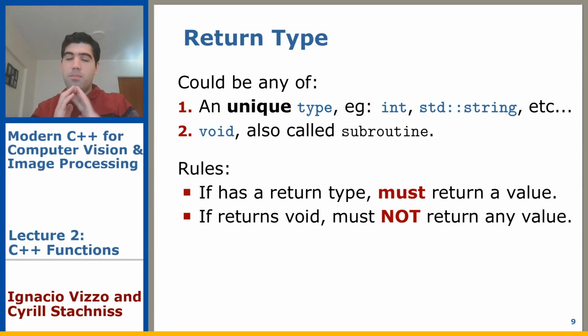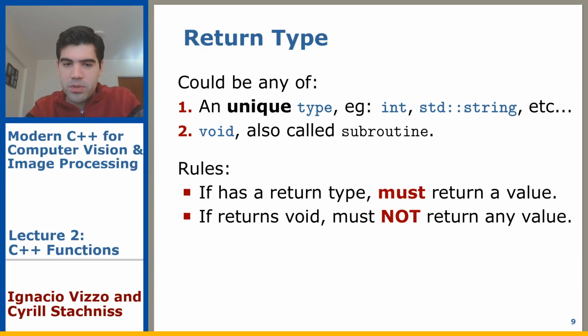Then we go to the second part of the function, that is basically the return type. It will be any type. So there are actually two possibilities. One is to return one unique type. Could be integer, string, whatever, or void. When a function returns void, that means that it's a subroutine or procedure and basically does not return anything.